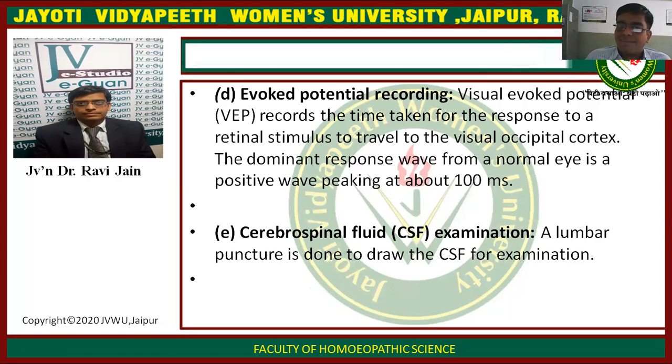The fourth is the evoked potential recording. So how do we measure evoked potential recordings? Visual evoked potentials, VEP, record the time taken for the response to a retinal stimulus to travel to the visual occipital cortex. The dominant response wave from a normal eye is a positive wave, peaking at about 100 milliseconds.